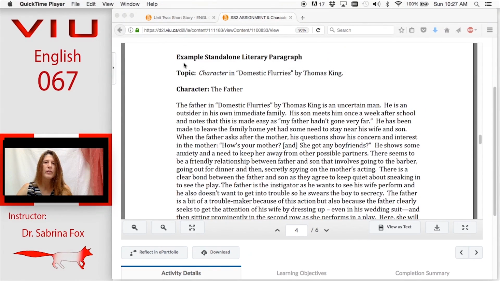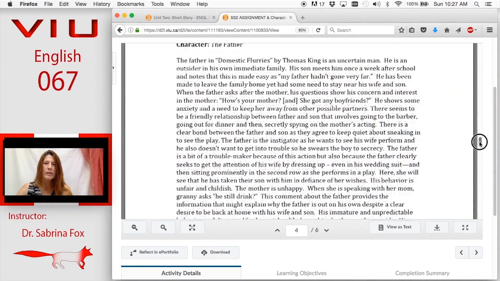Now we're going to look at the full example. So this is an example standalone literary paragraph. In the example, we're going to look at the father in Domestic Flurries by Thomas King. Then in your assignment, you're going to write about the mother in Domestic Flurries by Thomas King. So this gives you a good example of what the assignment will look like.